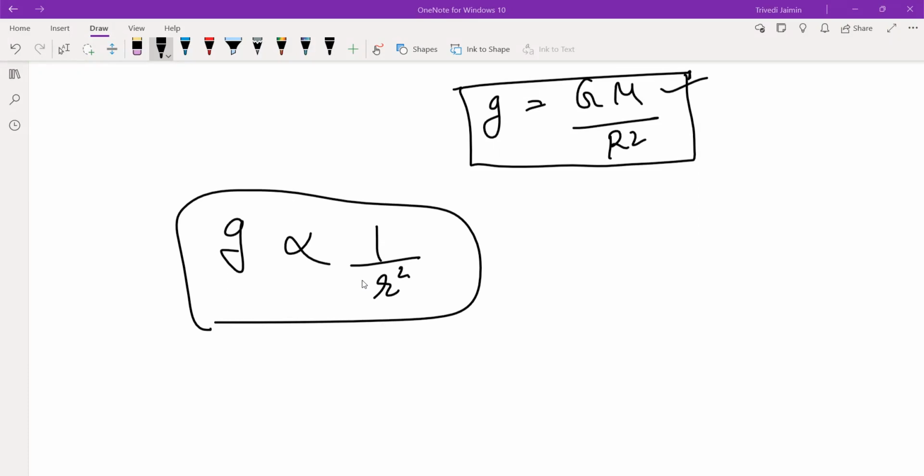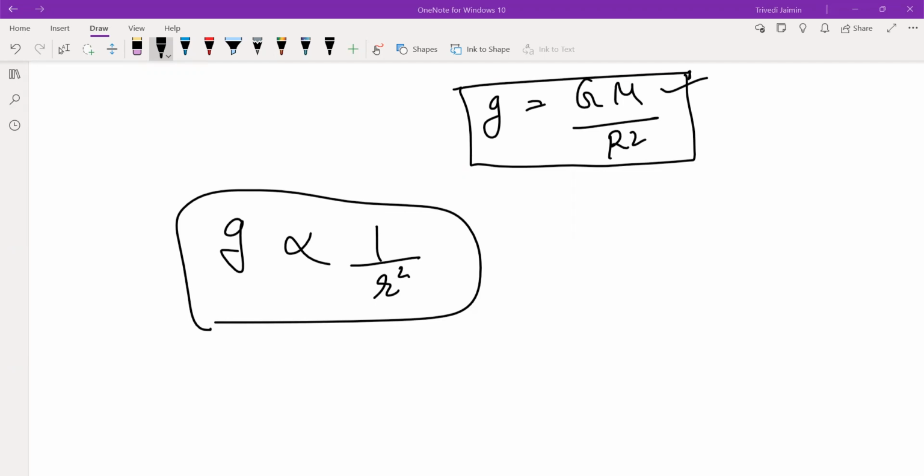Will g be minimum or maximum at the center of the Earth, the core? What do you think? Come on, tell me the answer. Think and answer. At the center of Earth, will it be maximum or minimum? Sir, it will be minimum. The g value will be minimum. I think so.